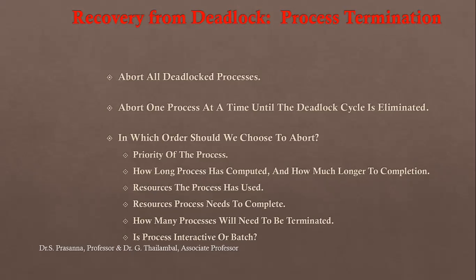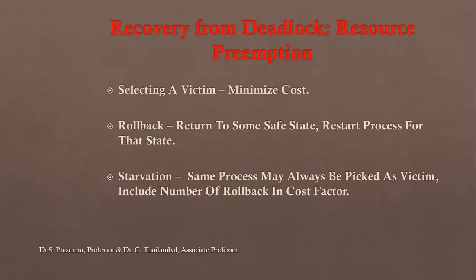How many processes will need to be terminated? We have to identify how many processes need to be terminated in order to recover from the deadlock. Is the process interactive or batch? If it is a batch process, only one process of the batch cannot be terminated, so the complete batch needs to be terminated. If it is an interactive process, that one particular process can be terminated. So we have to identify whether the process is interactive or batch.